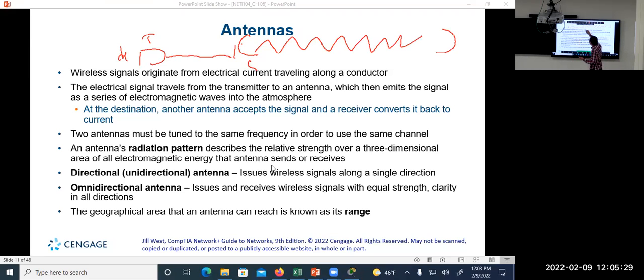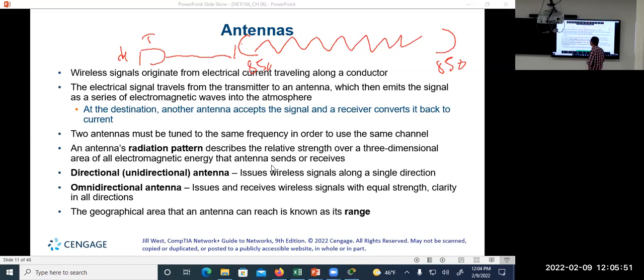So we transmit this one at 250 here, and this one also we have 250 here. You only have to work with the same frequency in order to use the same channel here. And the antenna radiation pattern describes the relative strength over the three-dimensional area of the electromagnetic energy as an antenna sends or receives here.